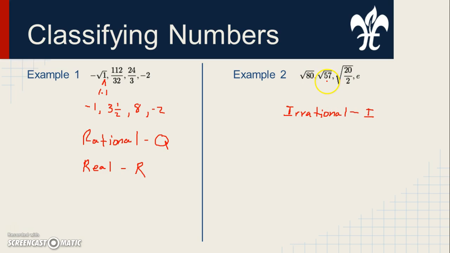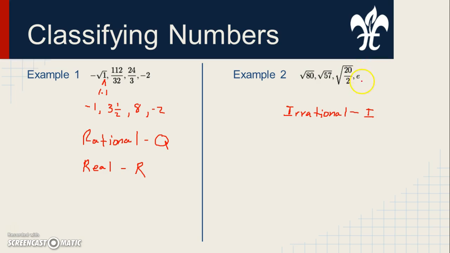57 is not a perfect square. We know that because 64 is a perfect square, and so is 49, and 57 is in between them. So the square root of 49 is 7, the square root of 64 is 8. If it's in between them, it cannot be an integer. So this is also irrational. Here we have a fraction inside, 20 divided by 2, which is 10. Square root of 10 is also irrational because we know that the square root of 9 is 3 and the square root of 16 is 4. And in between 3 and 4, there are no integers.